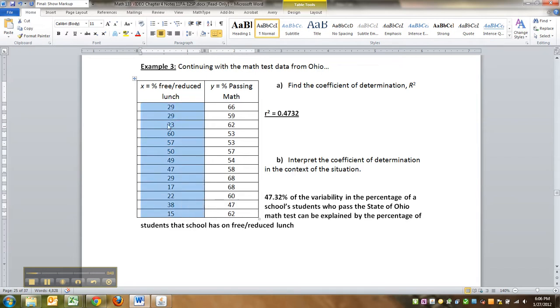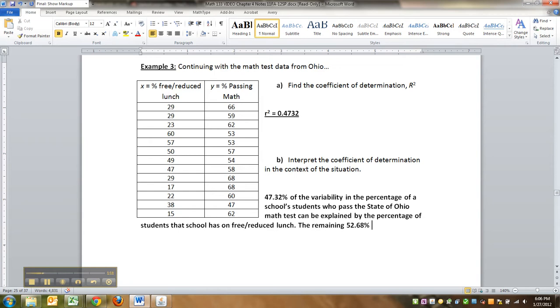Again, that doesn't mean that free reduced lunch is causing these math scores. It just means that there's a relationship going on. And that relationship can explain 47% of the variability that we're seeing here. The rest of it, though, we're not really sure why it's happening. The remaining, okay, I'm doing this in my head, 52.68%, I think I did that right, of the variability is left unexplained. Let's just do it that way.